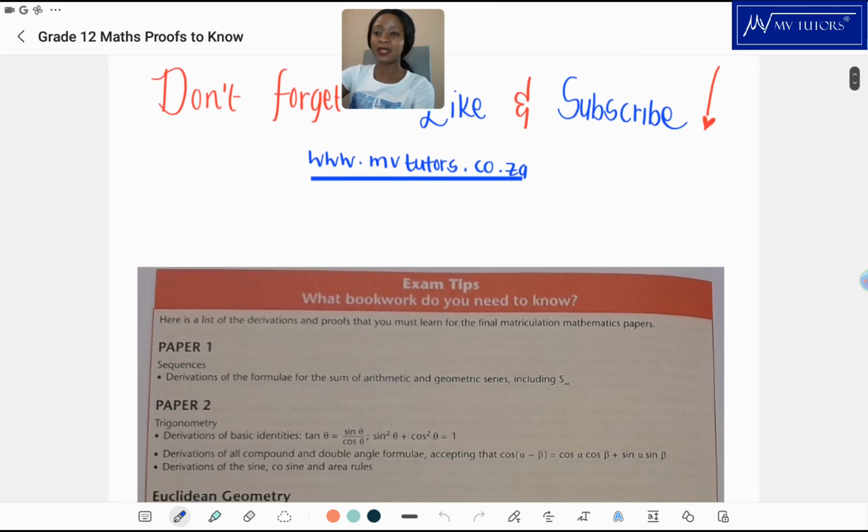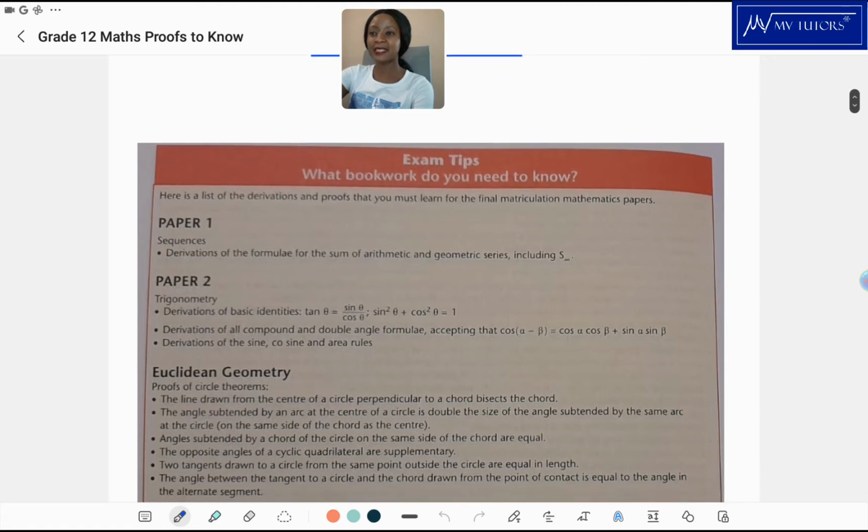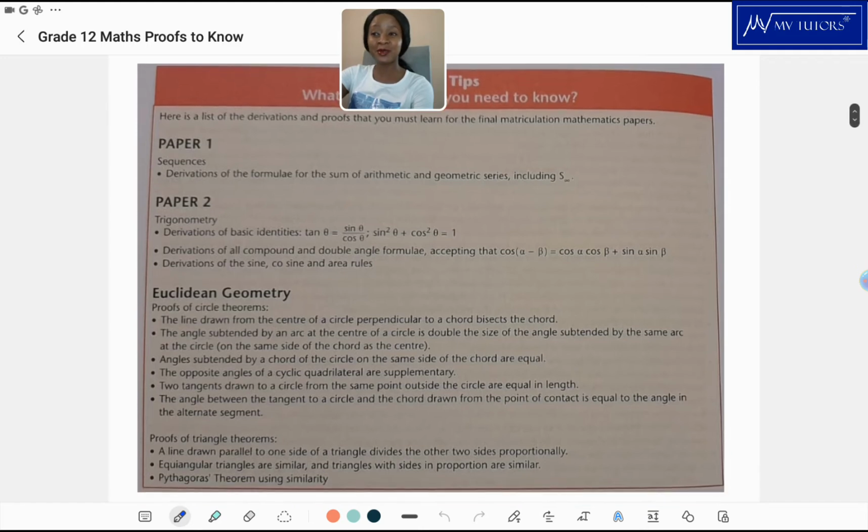Okay, so what proofs do you need to know? Like I said, for paper 1, it is derivations of the formulae for the sum of the arithmetic and geometric series, including the sum to infinity. And then for paper 2, for trigonometry, you should be able to derive the basic identities. So how do we get that tan theta is equal to sine theta over cos theta? Also, sine squared theta plus cos squared theta is equal to 1. The other derivation is for the compound and double angle formulae.